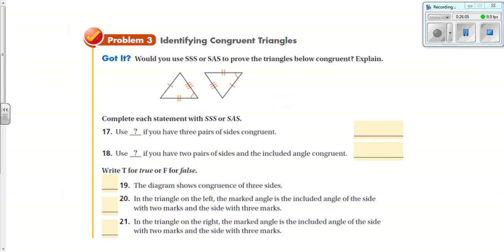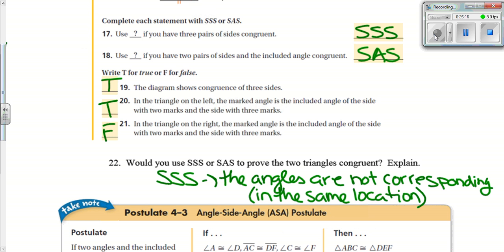Okay, so let's do some practice identifying congruent triangles. I want you to pause the video, do this on your own, and you can press play again and check your answers. All right, go ahead and check your work. If you have your answers correct, feel free to move on. If not, pause the video, take a look, and see if you can figure it out.